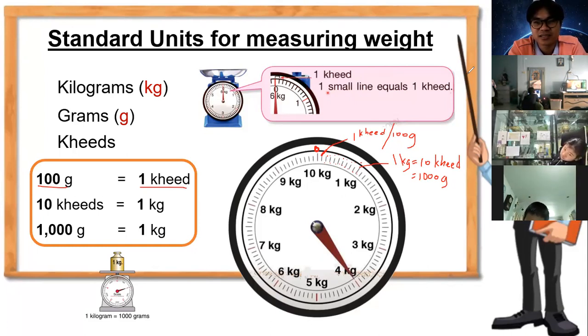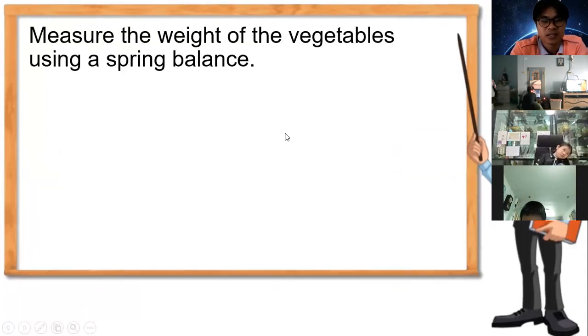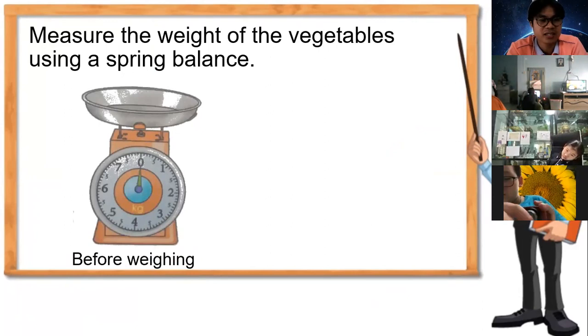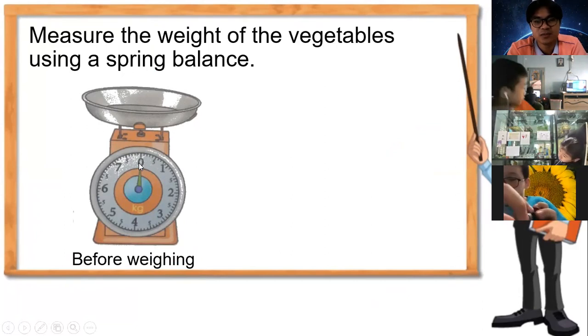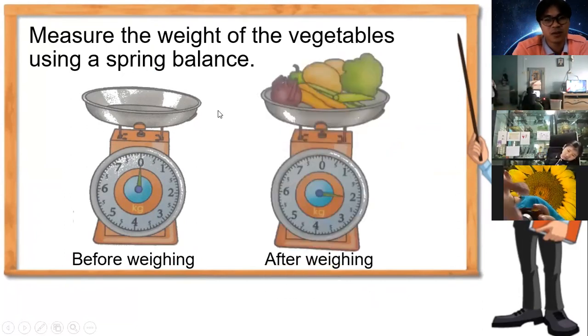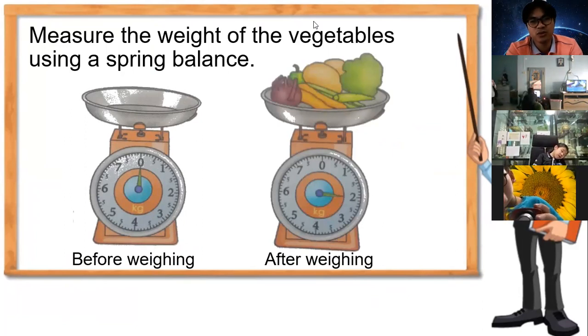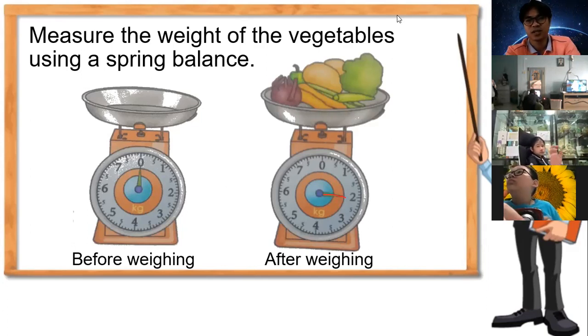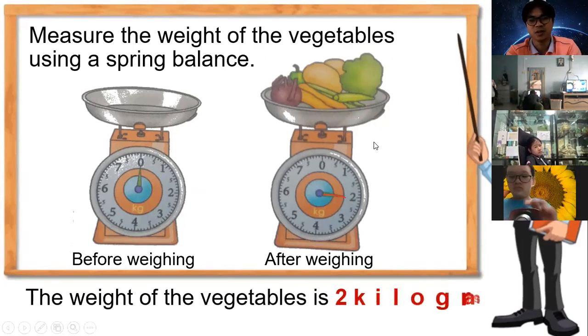Okay, so continue. You have here some examples. Before weighing, the pointer is at 0. Then after weighing the vegetables, you can see here the pointer moves and points at number 2. So measure the weight of the vegetables using a spring balance. This is a spring balance. So what is the weight of the vegetables? You can see here the weight of the vegetables is 2 kilograms.